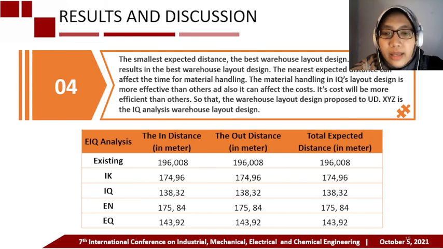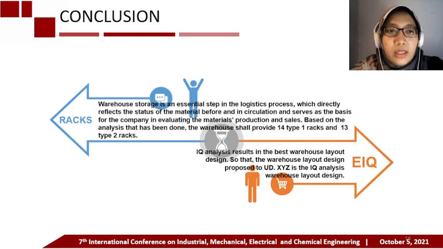analysis warehouse layout design. So the conclusion: warehouse storage is an essential step in the logistic process, which directly reflects the status of material before in circulation and serves as the basis for the company in evaluating the materials, products, and sales. Based on the analysis that has been done, the warehouse shall provide 14 type 1 racks and 13 type 2 racks. And IQ analysis results in the best warehouse layout design, so the warehouse layout design proposed to UD-XYZ is the IQ analysis warehouse layout design.